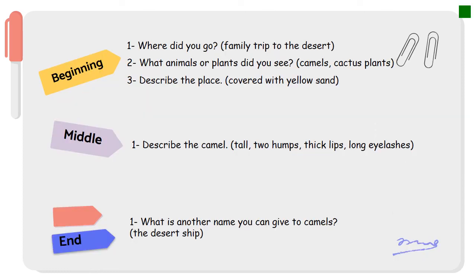Number 1. Where did you go? Family trip to the desert. What animals or plants did you see? Camels, cactus plants. Describe the place. For example, covered with yellow sand. Describe the camel. We can say tall, two humps, thick lips, long eyelashes. What is another name you can give to camels? I thought of the desert ship.